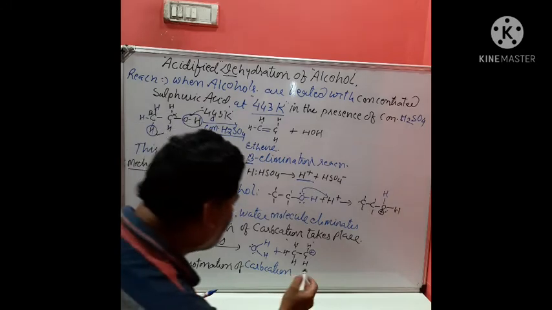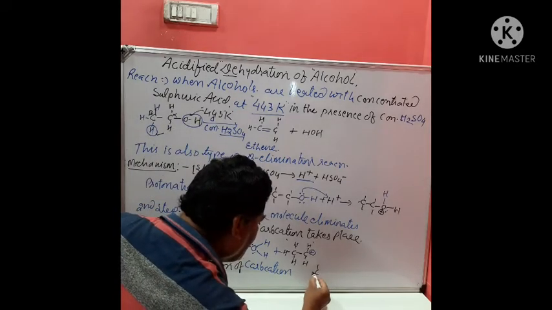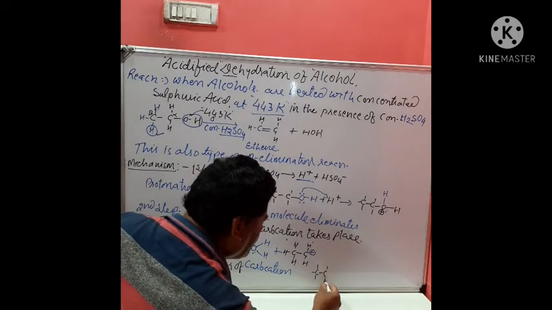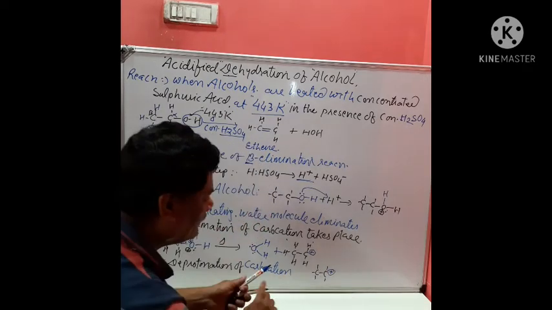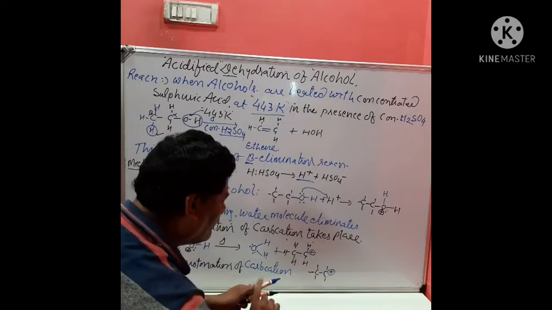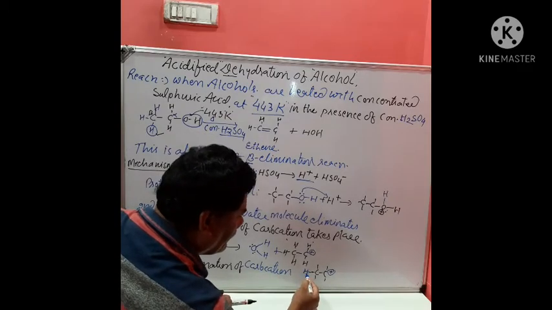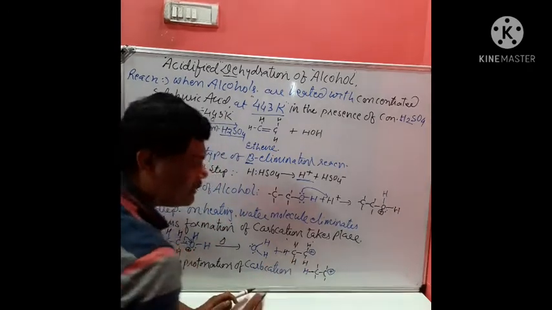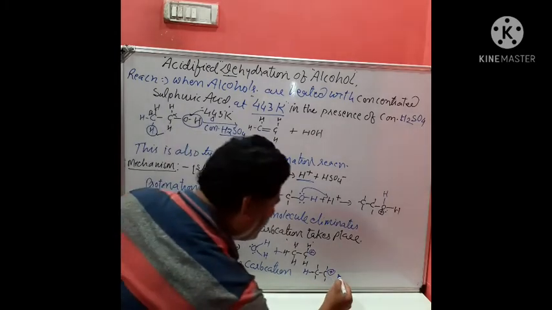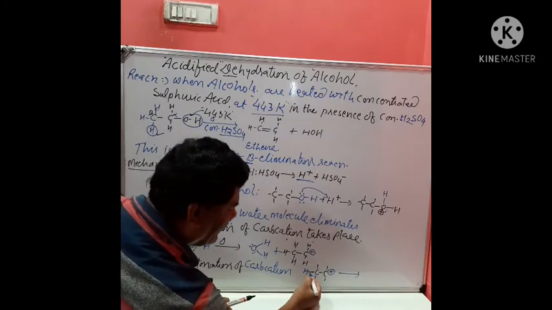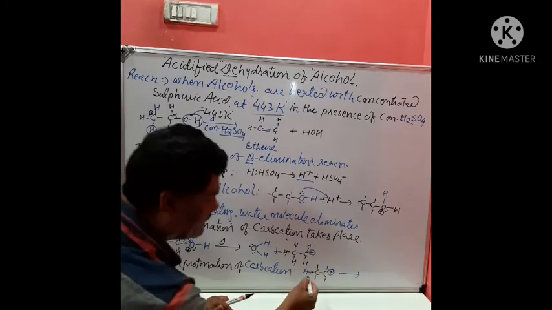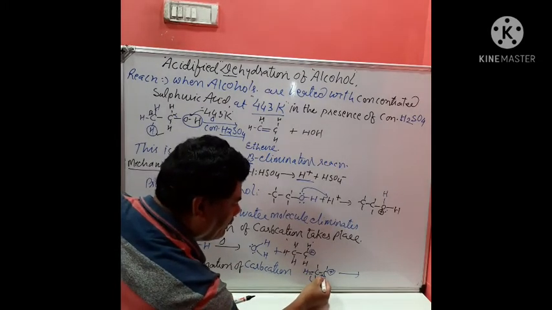Now this is CH3, this is CH2, and there is a plus charge here, and there is one of the hydrogens. This hydrogen is present on the beta carbon. So now the bond pair between C and H is taken by what?